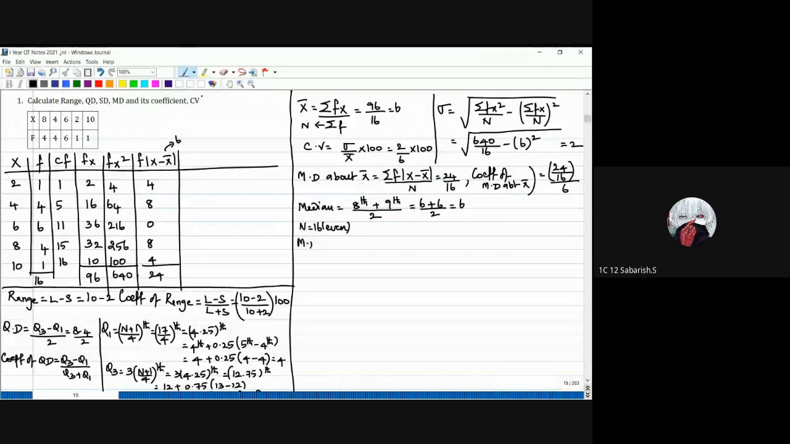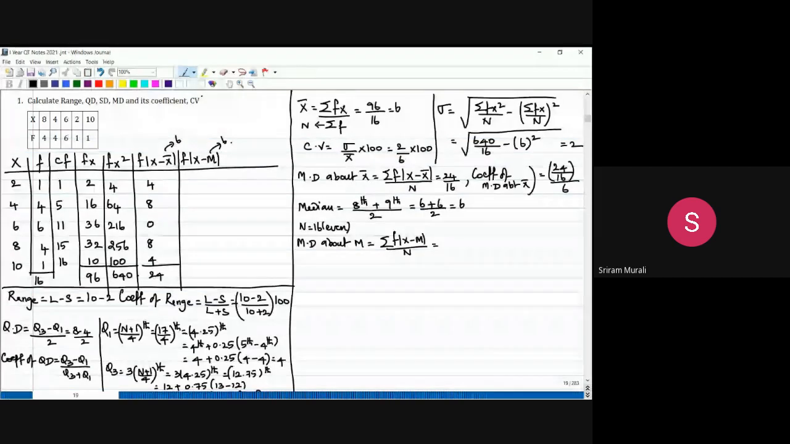Sir. So mean deviation about median is equal to sigma f into x minus m divided by n. So what is your f into x minus m? You know m is also 6. So m is also 6. Then it is the same as what we found in the last case. The same answer you get.